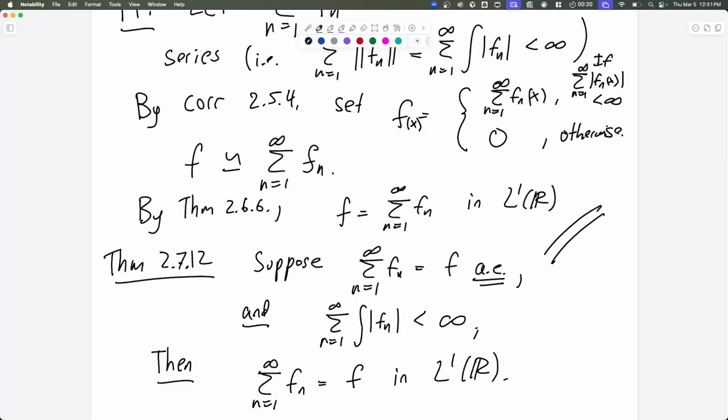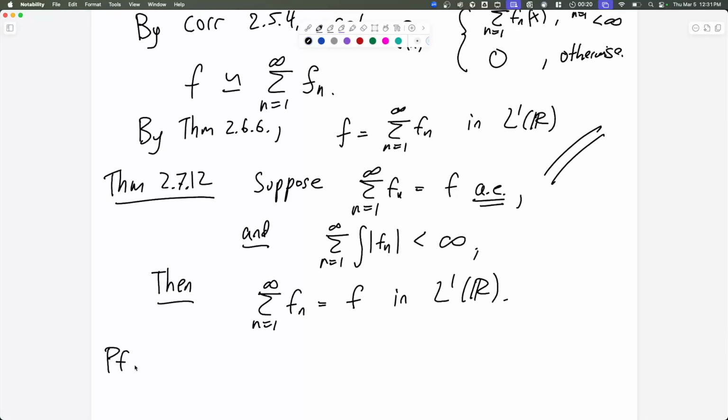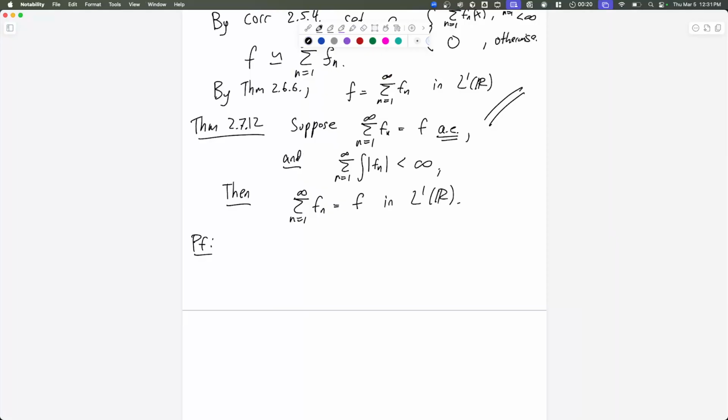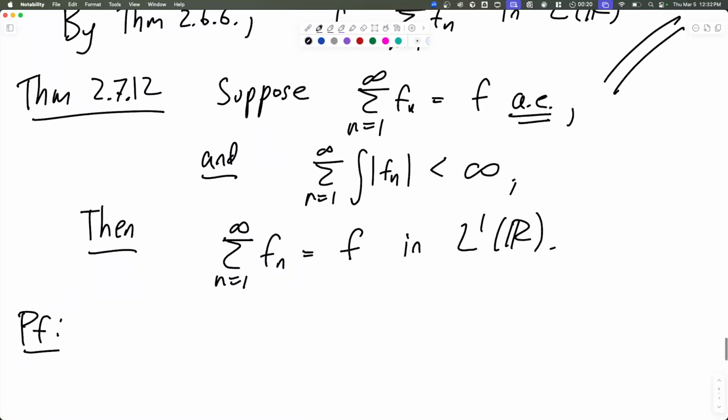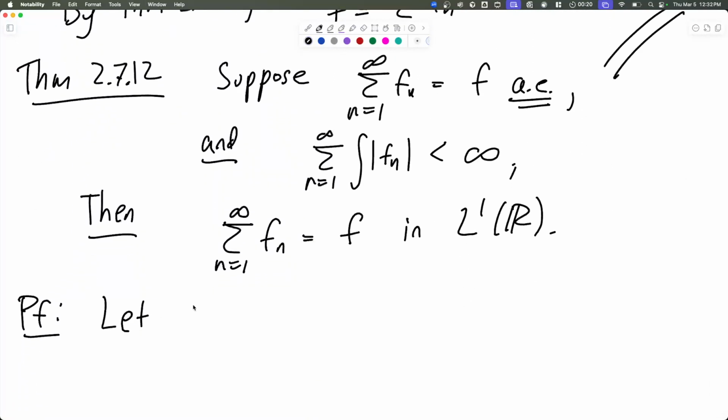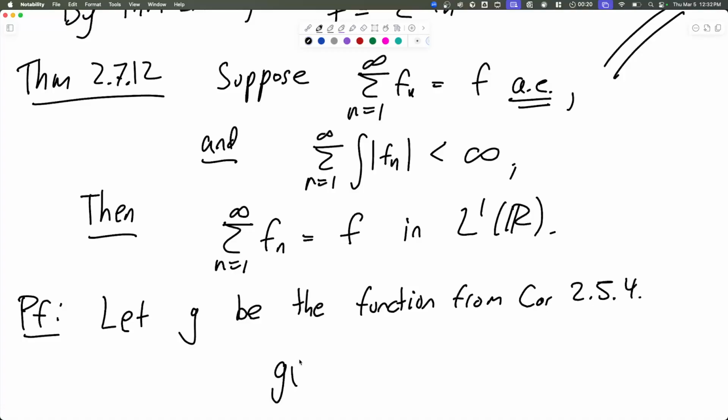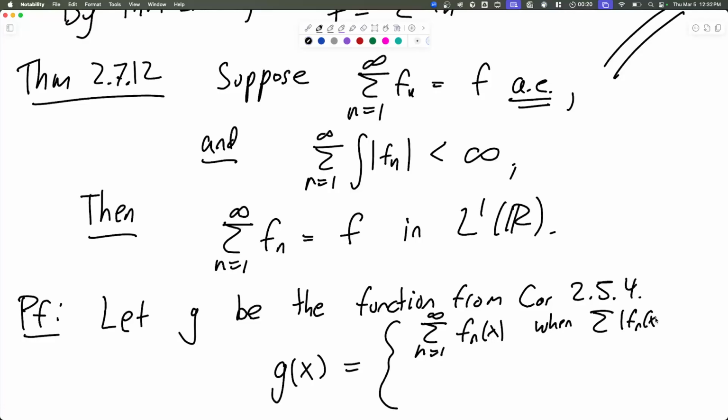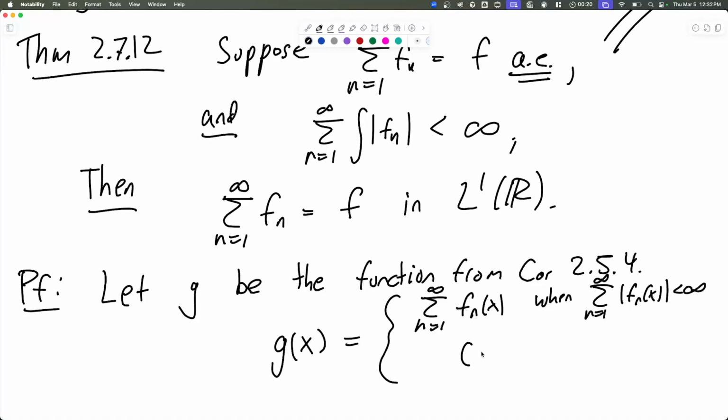So in other words, the proof is like this. I have to give it a different name now. We're going to let G be the function from corollary 2.5.4, right? So G is this guy. G of x equals the sum from n equals 1 to infinity of fn of x when the sum of the absolute values is finite, and it's 0 otherwise.